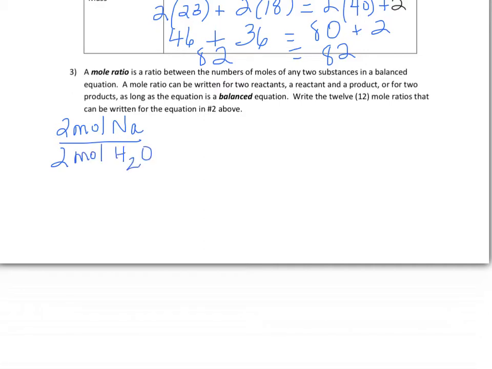Now remember that a ratio can be written as a fraction, and that's usually the most helpful way you're going to do it when we're doing stoichiometry in chemistry. Now another thing that is true for fractions is that you can write reciprocals.